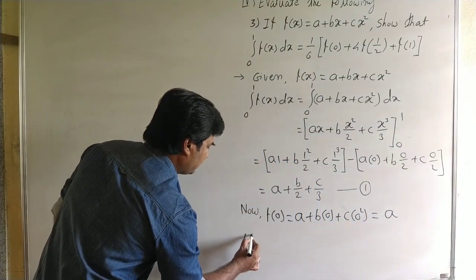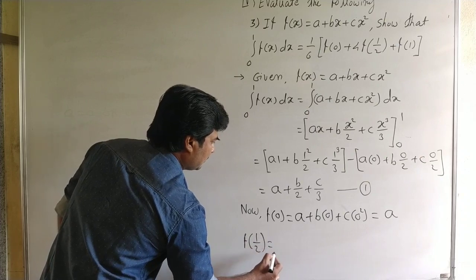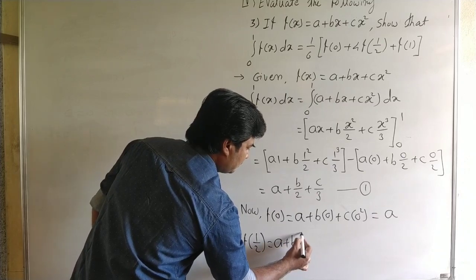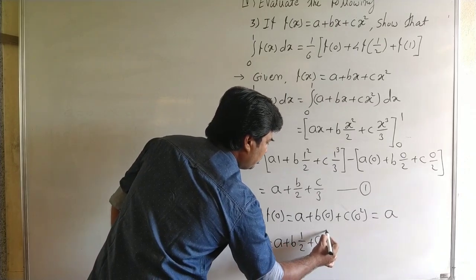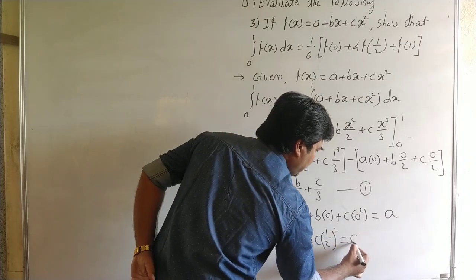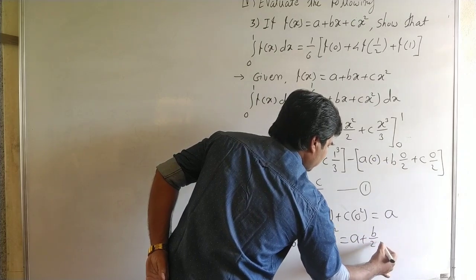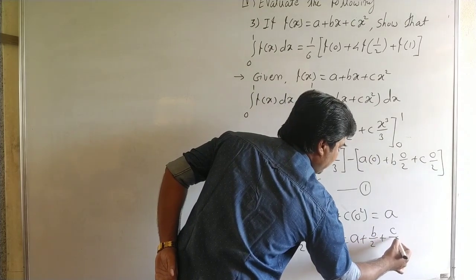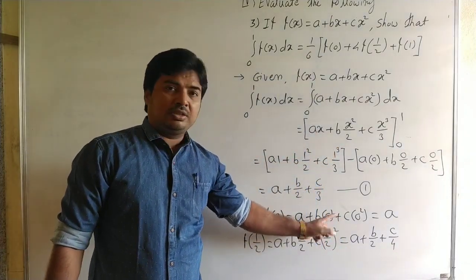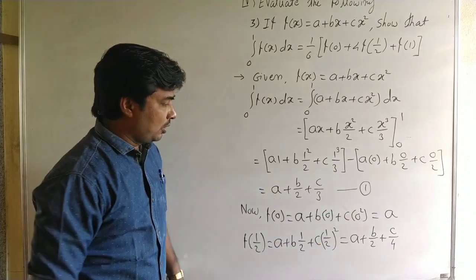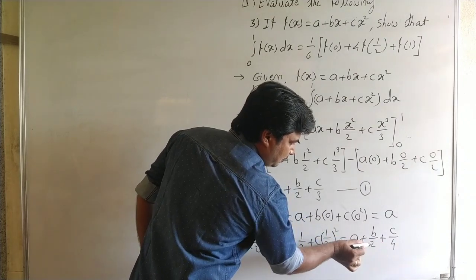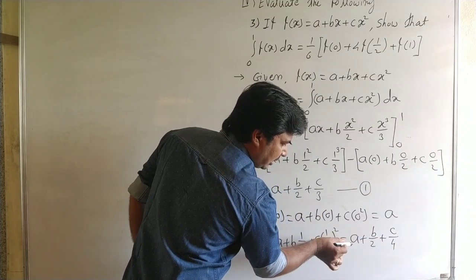Now f of 1 by 2. Here a plus b into 1 by 2 plus c into 1 by 2 square, then it is a plus b by 2 and plus c by 4. See carefully this: a, it is b by 2, and it is 1 by 2 square, that is 1 by 4, therefore it is c by 4. Now to find the addition of all the terms, here the denominator is 4, so we convert the denominators to 4.